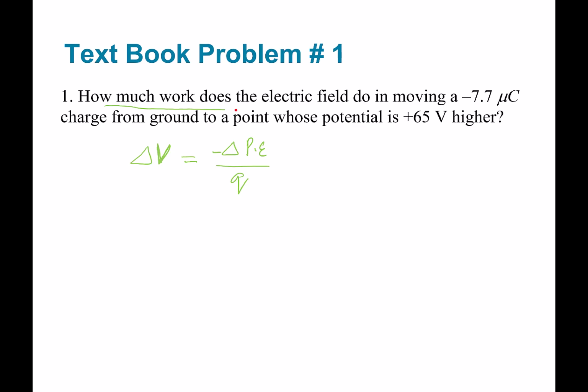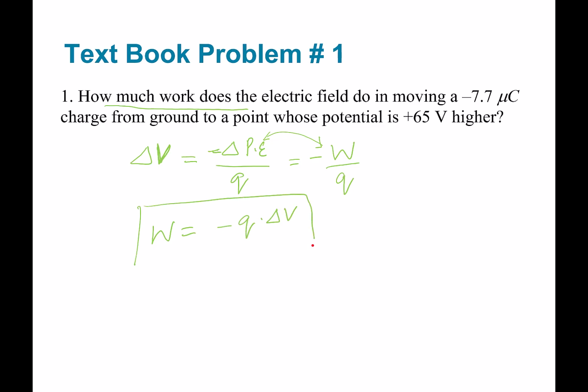So you're finding how much work is done. And the work done, we can also write this as minus work done over Q, because the change in potential energy is the same as the work done. Our job is to find the work done. So the work done will be equivalent to minus Q times delta V.